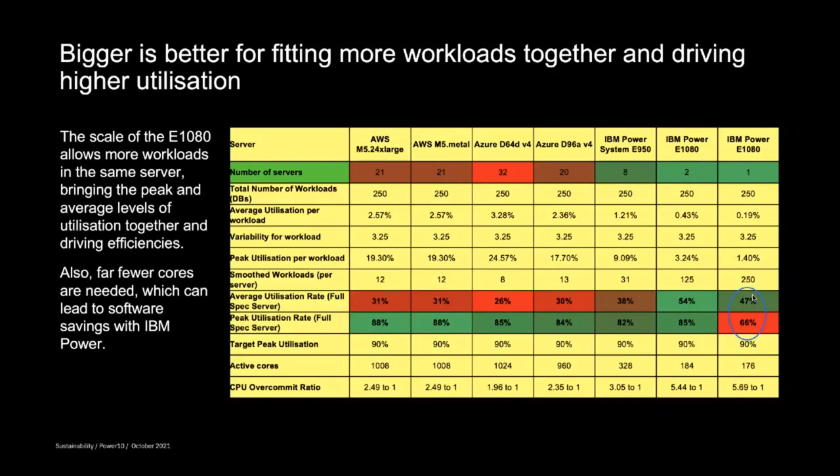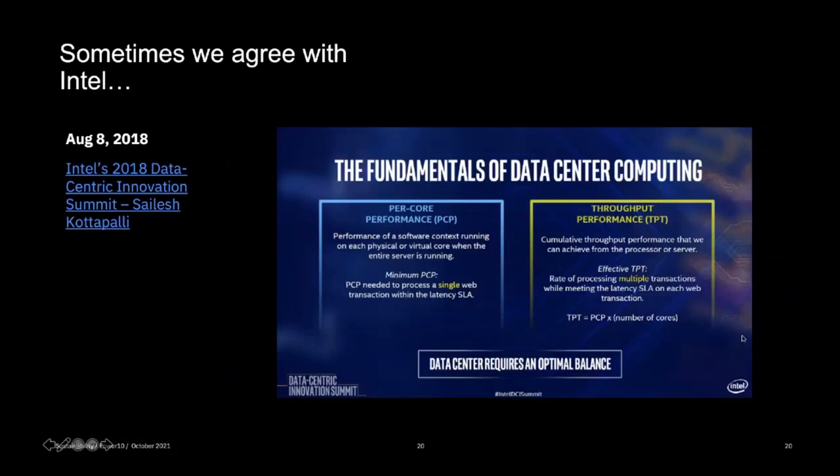If we can advance forward a little bit, Petra had mentioned some of this earlier, but in some cases, after all, I too tend to agree with Intel. Back in 2018, Intel were talking about the fact that you do need to consider two different factors: per core performance and throughput performance. Throughput was what I was just looking at, the scale of our servers, and per core comes into its own when we look at the software charge per core. So that was what they said in 2018, and then they were aiming for 7 nanometers.